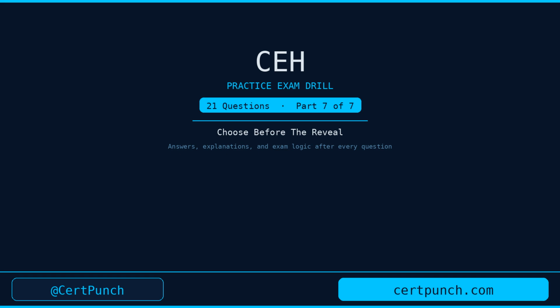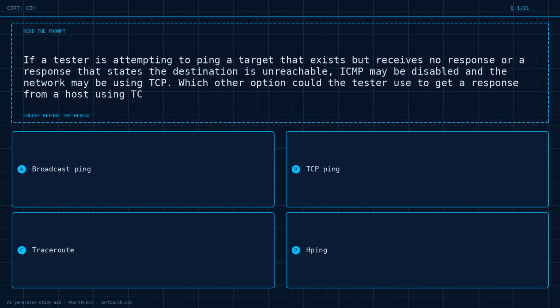CertPunch practice round for CEH. 21 questions. Read the prompt, choose the best answer before the reveal, then listen for the exam logic behind it. Let's begin. Question 1 of 21.